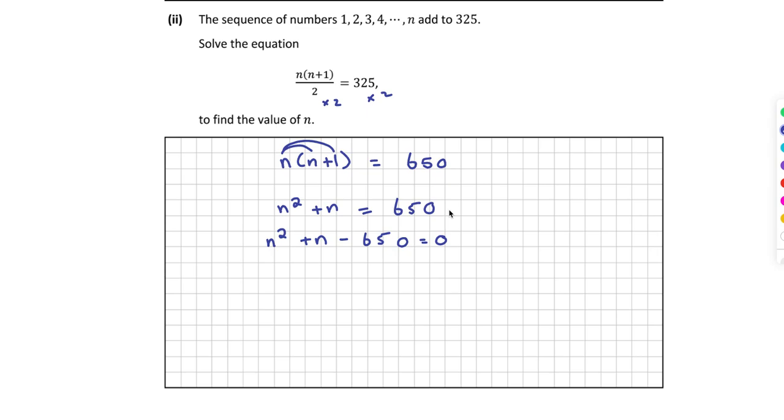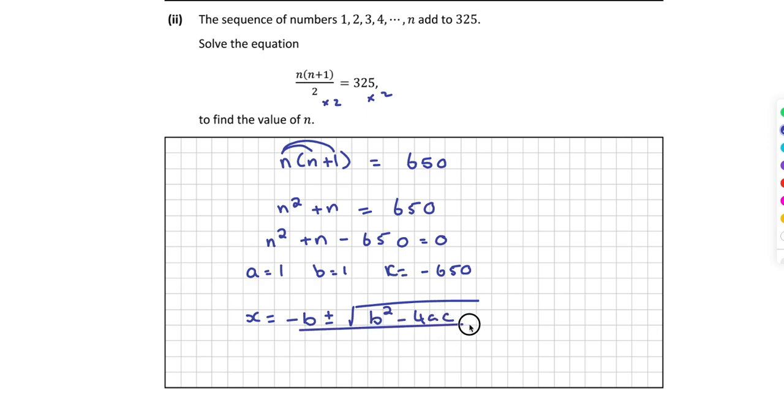Now what I need to do is decide what method I am going to use. So I'm trying to think, what values could I use? When the numbers are this big, I genuinely think the fastest thing to do here would be to go the minus b route. So I'm going to say A is 1, B is 1, and C is minus 650. I'm then going to fill that into the formula, which is minus B plus or minus the square root of B squared minus 4AC, all over 2A.